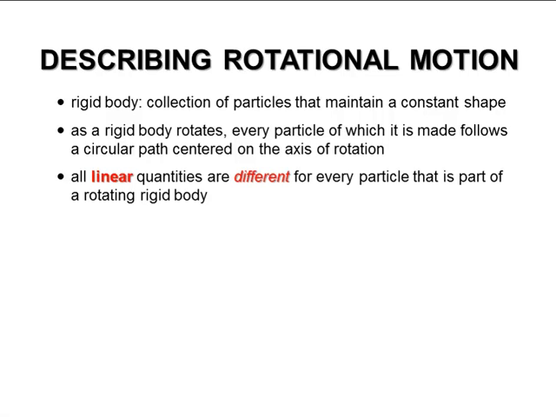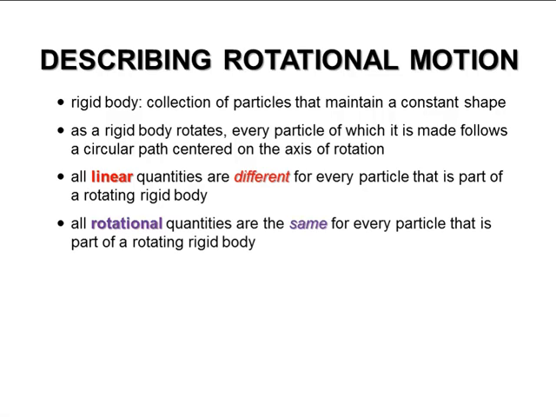So even though all the linear quantities are different for every part of a rotating rigid body, we saw, for example, that the velocity of every part of that rotating gray wheel was different at a given moment, we can still come up with some rotational or angular quantities, if you like, that are the same for every particle. That's our goal, to come up with rotational quantities that are the same for every part of the rigid body. So we can assign a single value for each quantity that will describe the entire rotating rigid body. So again, remember that every part of a rotating rigid body follows a circle.